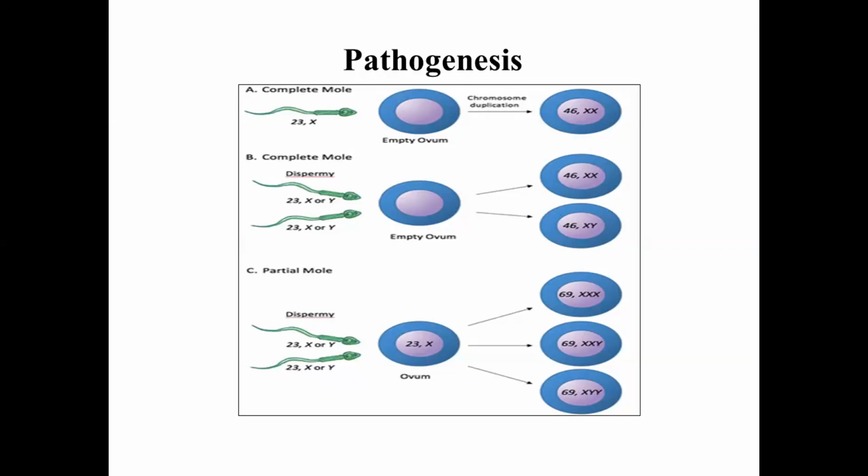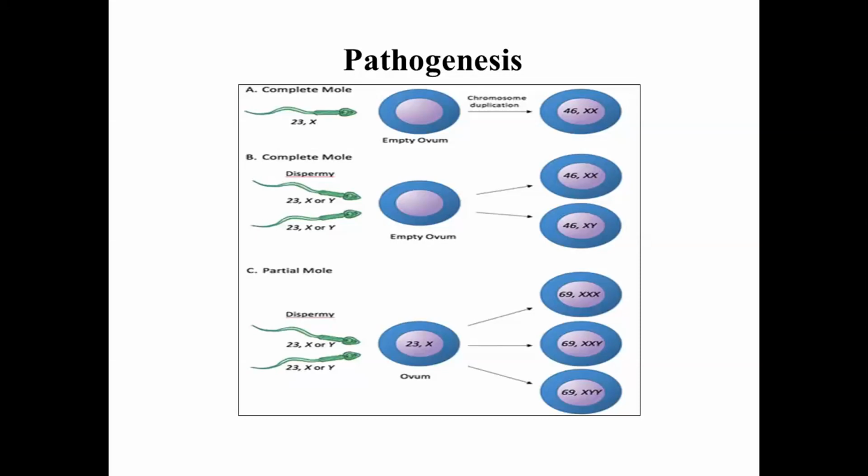That is an ovum without its nucleic acid. And after the chromosome duplication, it becomes a complete mole with a chromosome number of 46XX. It may be a dispermy also, when two sperm fertilize an empty ovum, and that can give rise to either 46XX or 46XY. But in both of these cases, there is no fetal tissue within the mole.